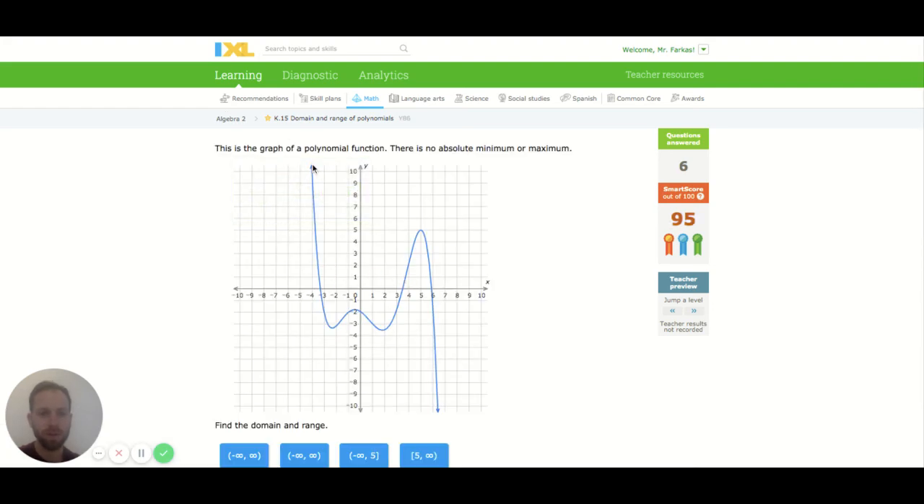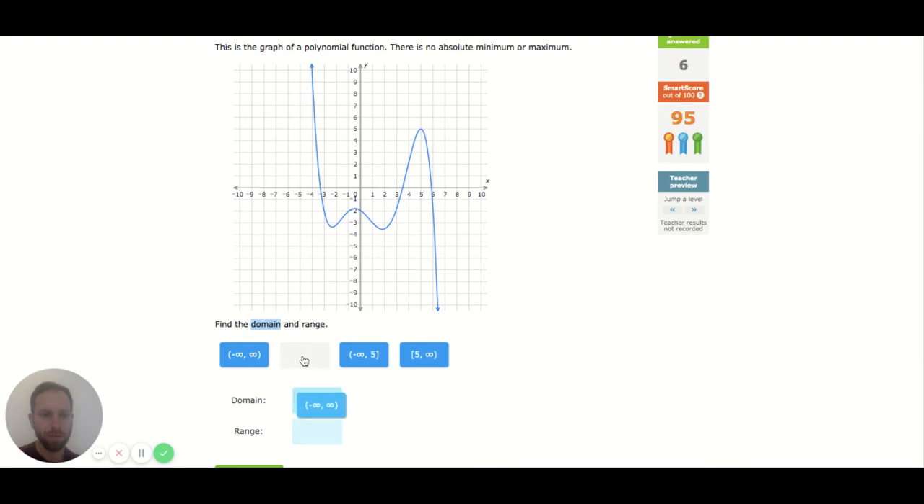All right, so this one, here's the x-axis, right? That's for the domain. It's going to the left, and it's going up, but it's still going to the left, right? So let's follow it to the right. It's going down, but it's still going a little bit to the right. So this is all real numbers, from negative infinity to positive infinity.